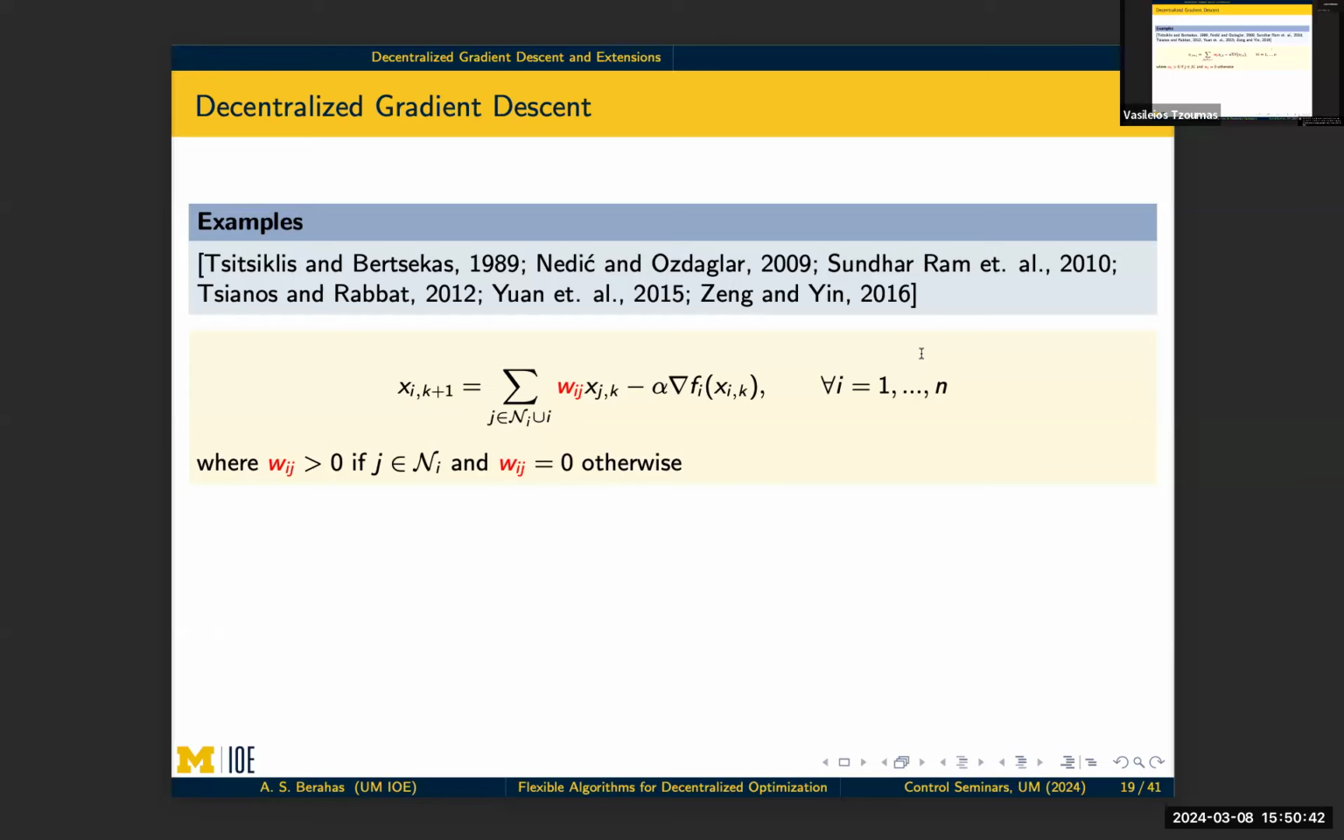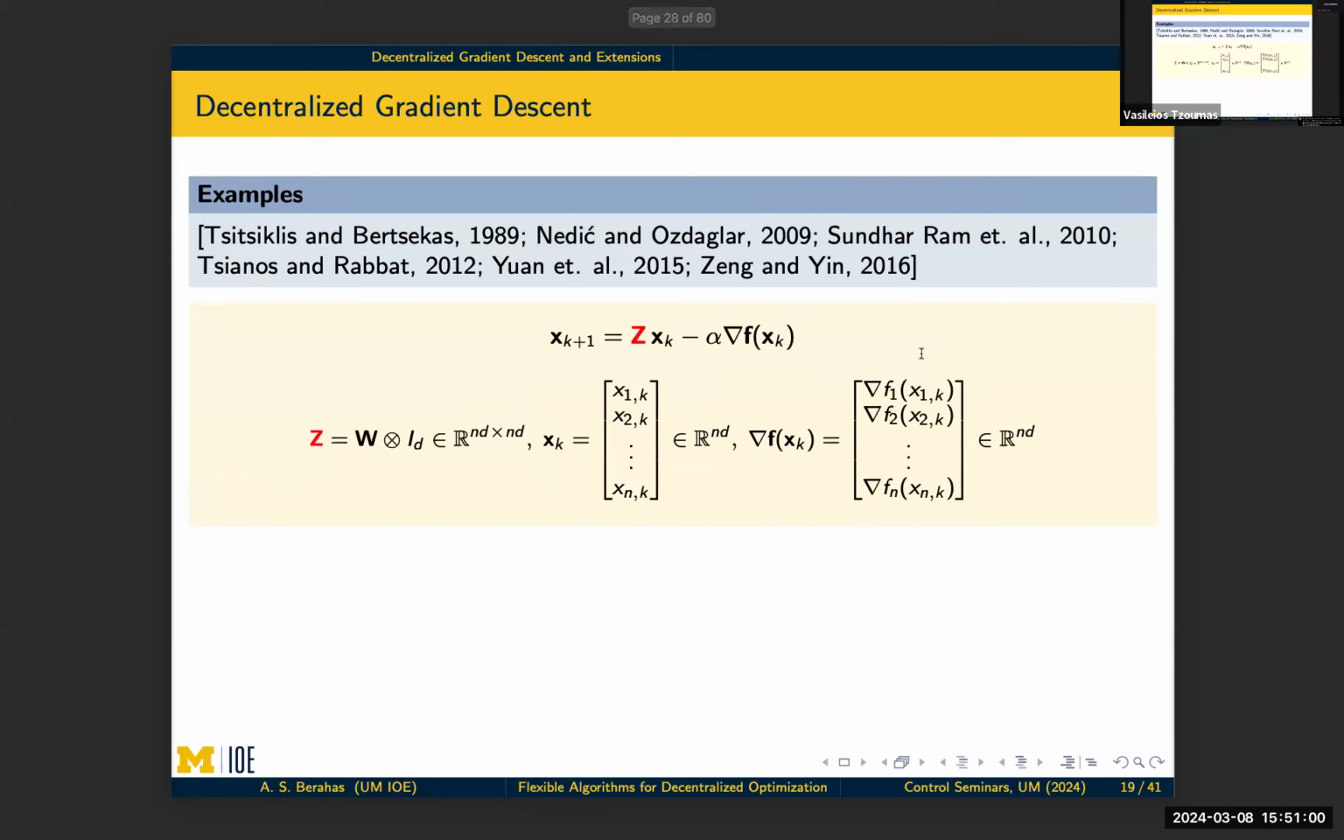For the most part, right now, you can think about W being the matrix that defines a fully connected network. So for the moment, think of W_ij being 1 over n. So you're just doing a pure average. Now, if we use this concatenated and compact notation that I like using, DGD can be written in the following form. All I've done is concatenate all the x's, concatenate all the gradients, and use the Kronecker product just to make sure that my dimensions work.